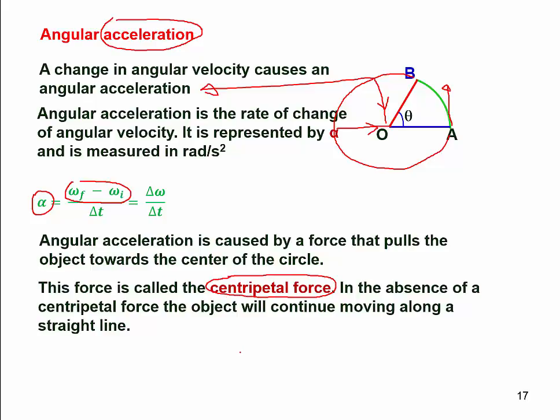Now, you see, in astronomy, we will be talking about the moon going around the earth in a circular motion, the earth moving around the sun. All this happens because there is a centripetal force. There is a centripetal force acting on the moon. There is a centripetal force acting on the earth. And that's what causes the earth and the moon to go round in a circle. In the absence of a centripetal force, the object will continue to move along a straight line. All right? I want you to understand these concepts well. Maybe listen to this a couple of times.